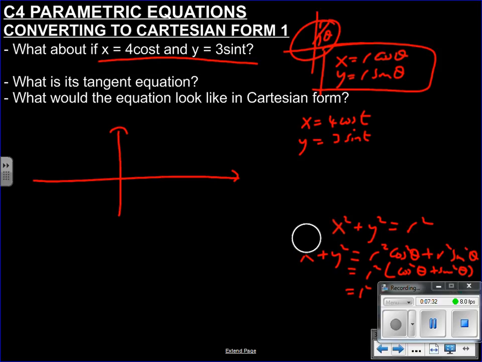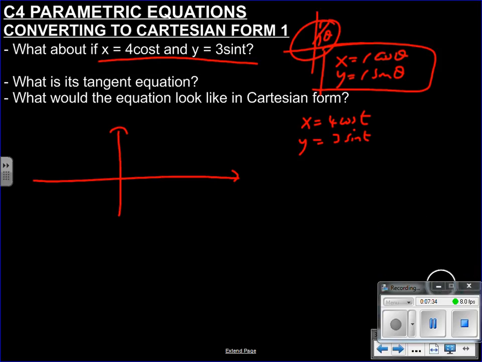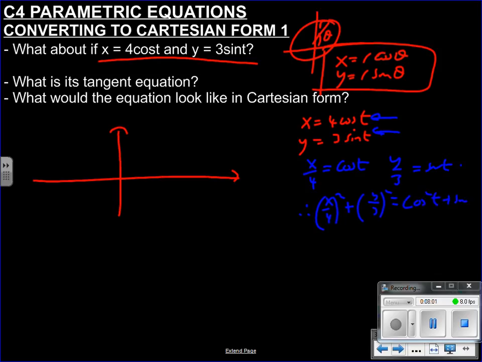We're going to do exactly the same thing here, except can you see this time, if I see a cos and a sine, I know I need to get the cos and sine by itself. So if I get x over 4 by itself equals cos t and y over 3 equals sine t, then you can apply the same logic again. So x over 4 squared plus y over 3 squared is going to equal cos squared t plus sine squared t, which is 1. So this is x squared over 16 plus y squared over 9 is 1.